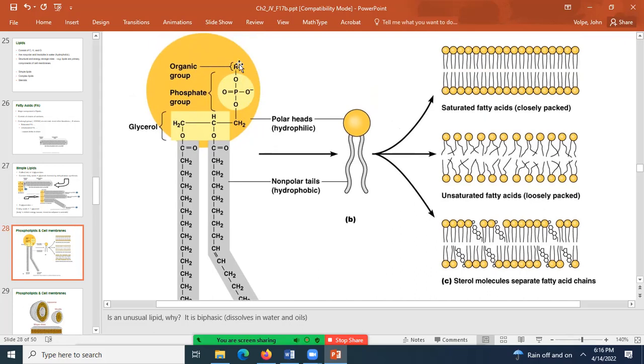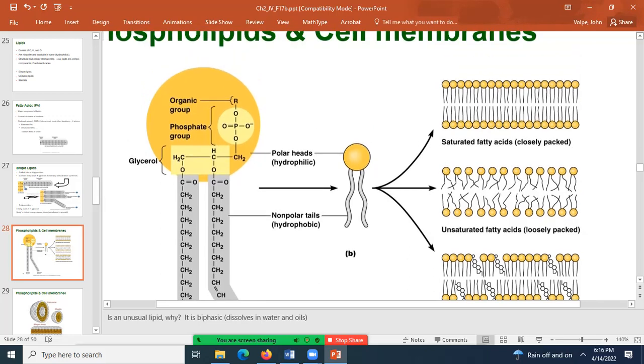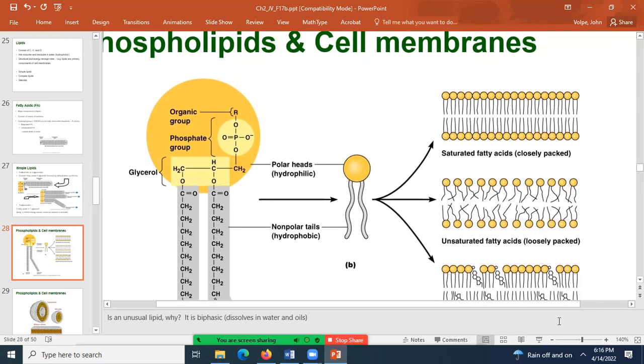This region of the phospholipid we call the head region. This region of the lipid we call the tail region. And remember, this is a particular lipid, the phospholipid. Why this is a particular lipid is that it is an exception from other lipids.